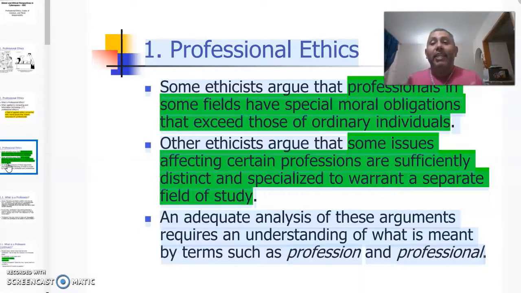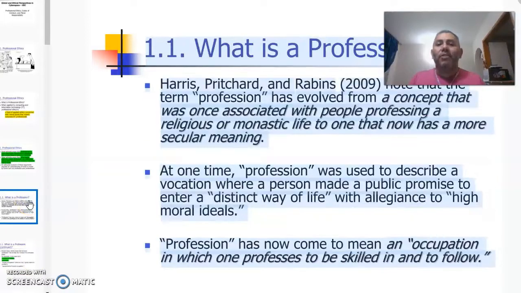So the idea that is being defended, or argued, in this unit is that we need professional ethics, particularly when computers, the internet, websites, and information and communication technology are involved. Now, something else that we need to discuss is: what is a profession? What is a professional? Well, the concept of profession has evolved.